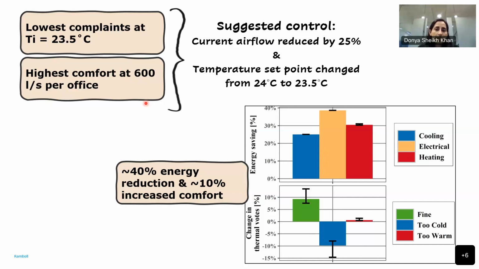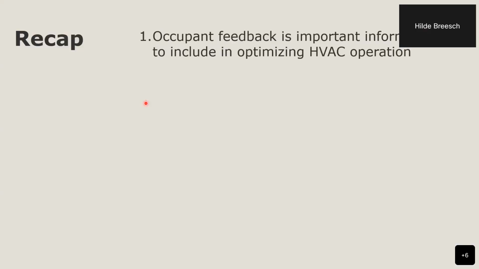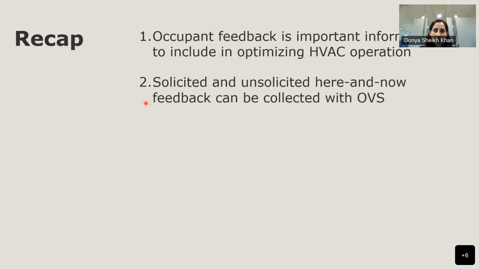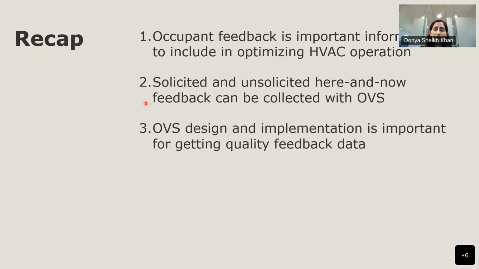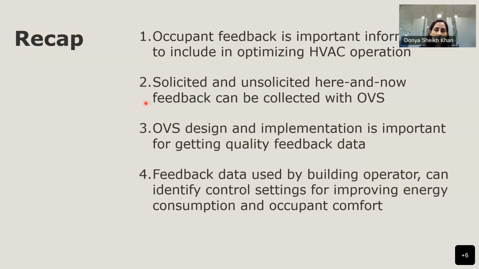And this is just to say the high energy saving was because it's an all-air building, so reducing the airflow by 25% could really give us a high energy saving. Yeah, so just to recap, occupant voting is important, getting here and now feedback can be achieved with OVS, the design implementation is important, and the information is useful for optimizing both energy and occupant comfort.